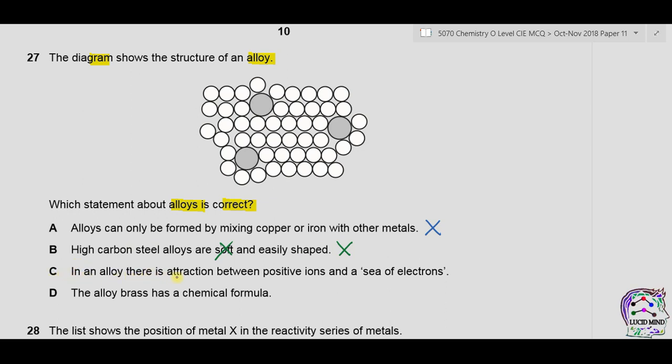C. In an alloy there is attraction between positive ions and sea of electrons. This is true because alloys are made up of metals, and in metals there is a force of attraction between positive metal ions and the sea of electrons that are surrounding those ions. D. The alloy brass has a chemical formula. This is incorrect because alloys are always physical combinations, they are mixtures that do not have any chemical formula. Correct answer is therefore C.